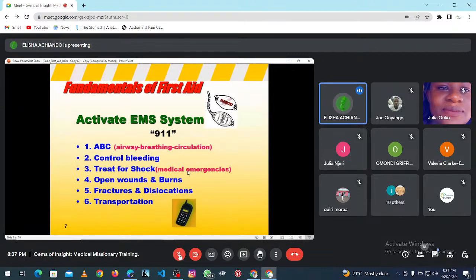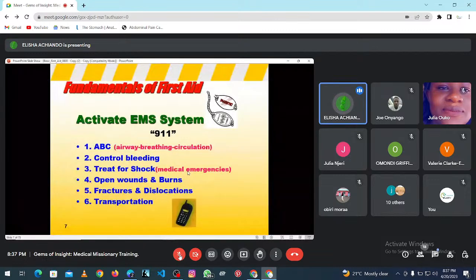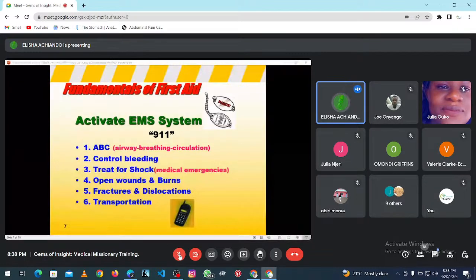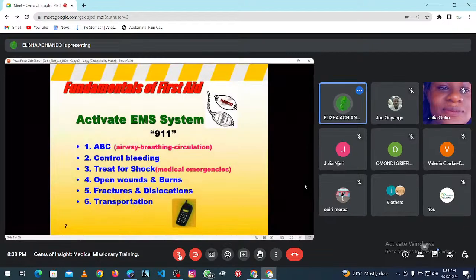As in, once you get into a site, these are the fundamental things you have to make sure are in place, and they follow the way I've listed them. Number one, the first thing is make sure these people are having their ABCs right. Control bleeding. If they are in shock, but the shock is a medical emergency. So if they're in shock, we'll talk about a few things you will do even as you ring the emergency number. One of the emergency numbers we know is 911. You can also ring 999 and all that.